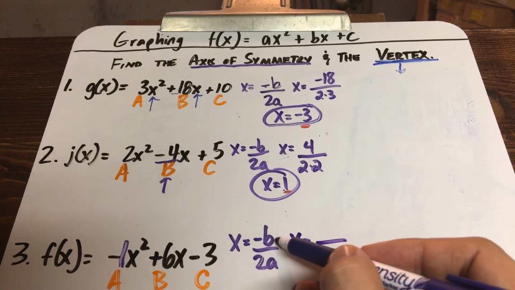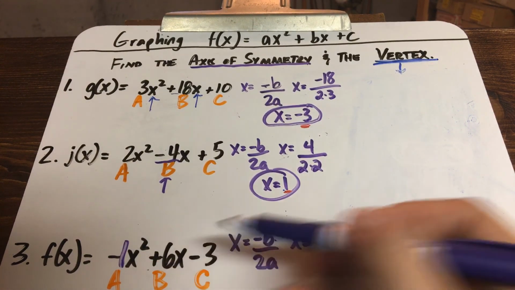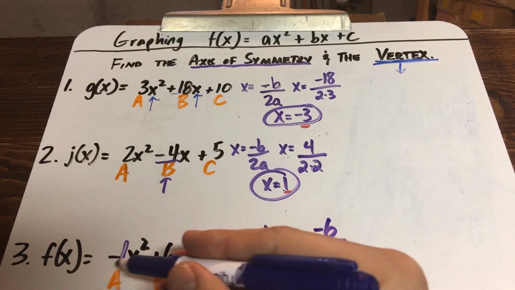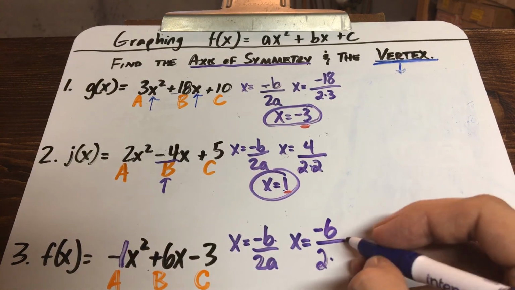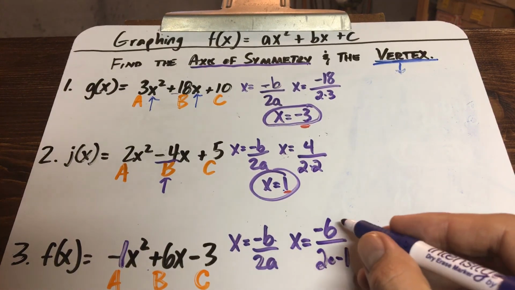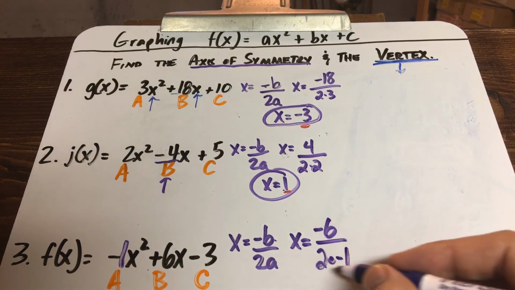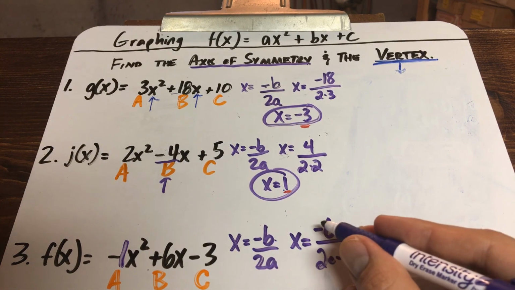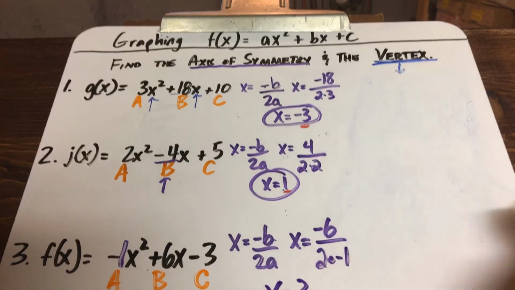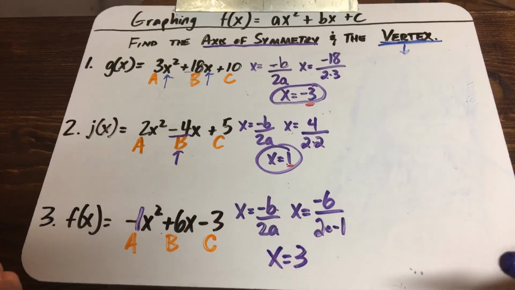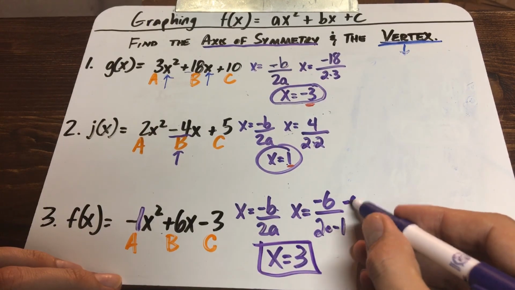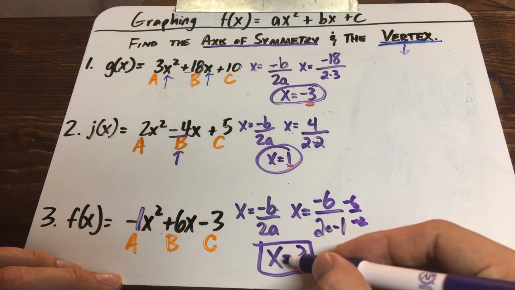So negative B, -6, okay? 2 times A, 2 times -1. So my A is negative on this one. 2 times -1, all right, I know that. This is -6 divided by -2. Sorry, I'm off the bottom of my screen there. So -6 divided by -2 is +3.